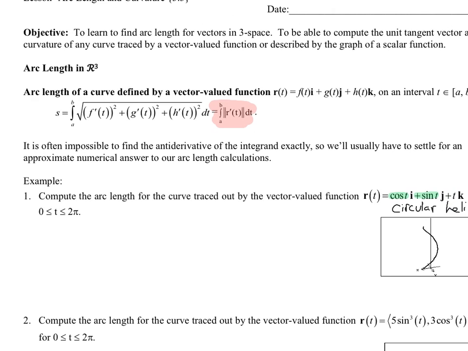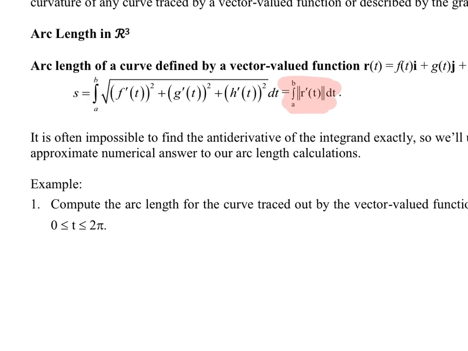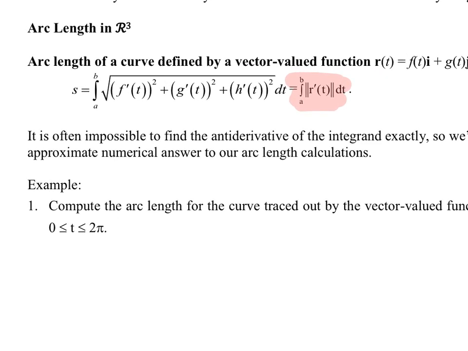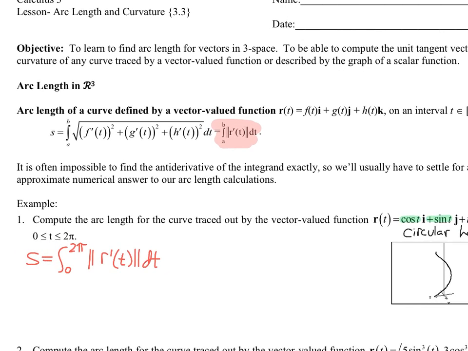Also, if you think about it, a magnitude's a distance. So if you're finding a distance between 2 points, you are finding the arc length of the line segment connecting those 2 points. Conceptually, it ties together very nicely. Now, they give us the start and the end point. So s is going to be on the interval of 0 to 2 pi, the integral of the magnitude of r prime of t, dt. So I just need r prime.